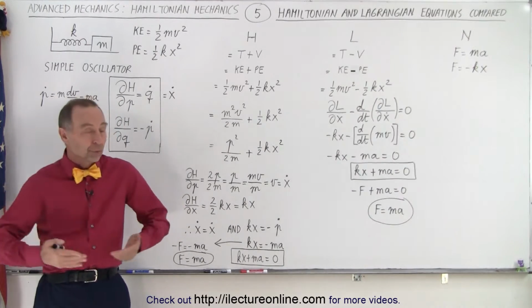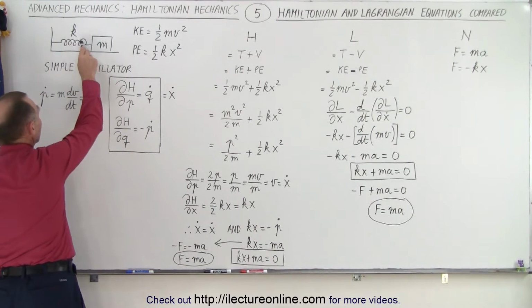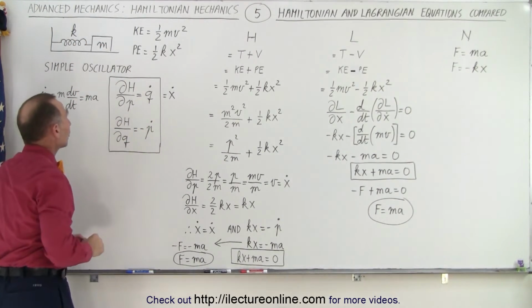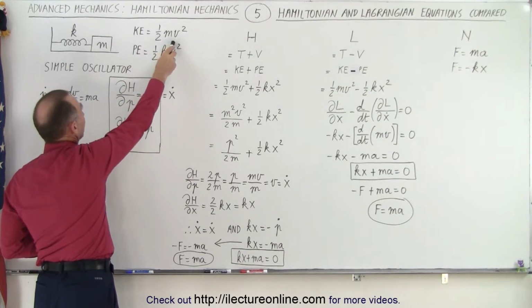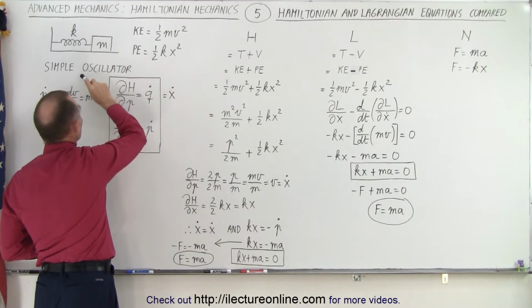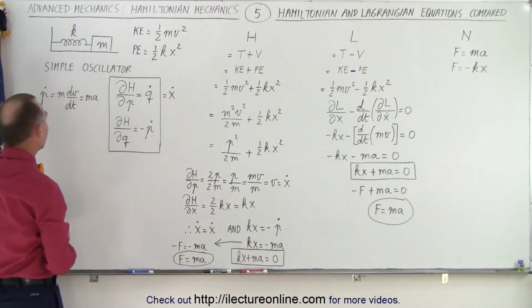So in this video we're going to compare the Hamiltonian to the Lagrangian equation, and we're going to apply both of them to a very simple example, the simple oscillator, where we have a spring with a spring constant k and a mass with mass m. Remember that the kinetic energy is 1/2 mv squared and the potential energy for a simple oscillator is 1/2 kx squared. And we have some other things for reference.